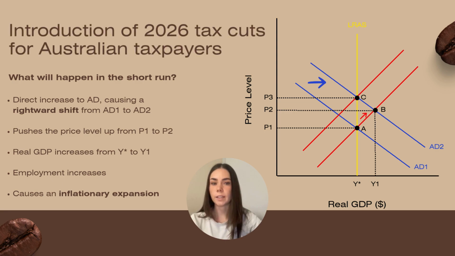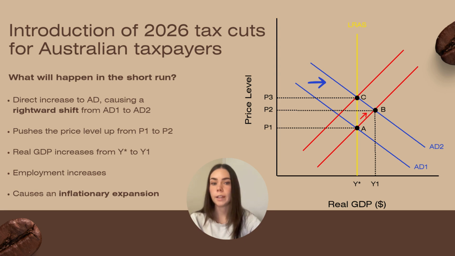In 2026, the Australian government will introduce tax cuts for Australian taxpayers. What are the effects of these tax cuts on the Australian economy? Well, when the Australian government introduces tax cuts for households, their disposable income rises, giving consumers more money to spend on goods and services. Using the aggregate demand, aggregate supply model, these tax cuts are likely to have significant effects on the Australian economy in both the short run and long run.